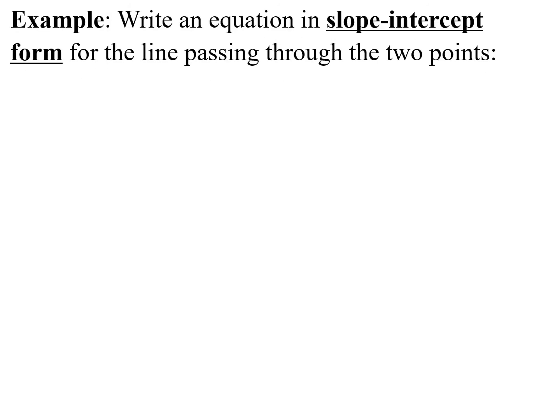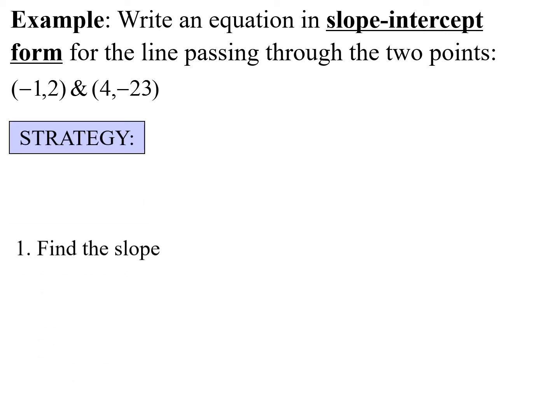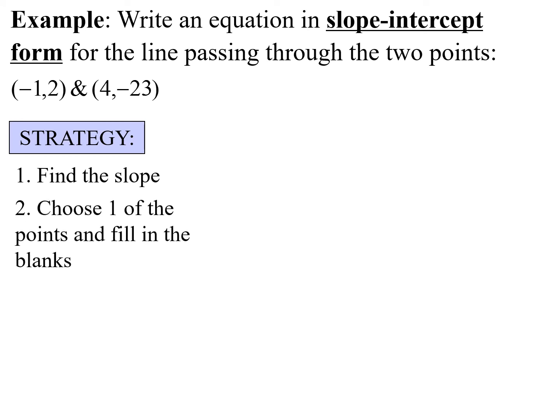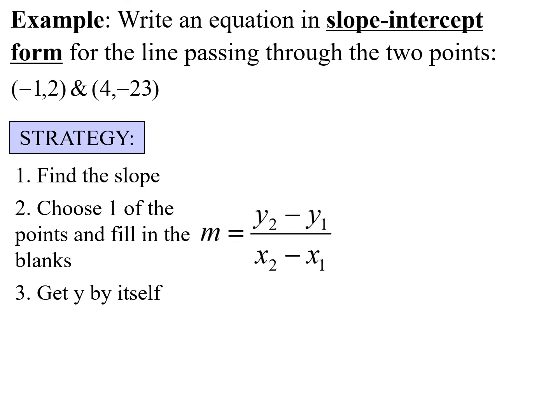All right, next we want to write an equation in slope-intercept form from the line passing through 2 points. So our 2 points are negative 1, 2, and 4, negative 23. Our strategy here is going to be to find the slope, then choose one of the points and fill in the blanks. Then we're going to get y by itself.